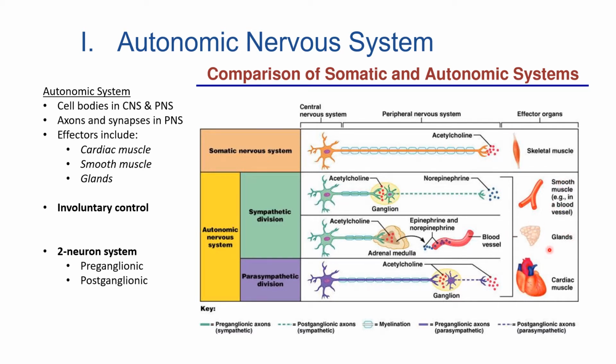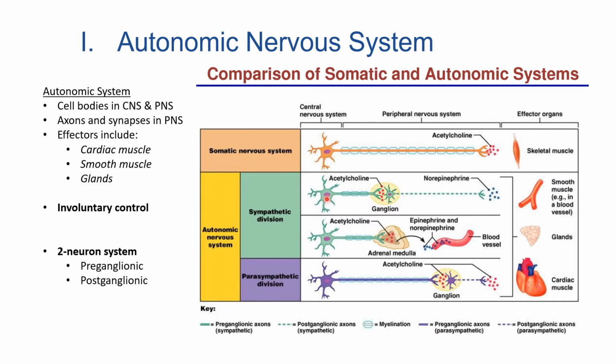Our glands, our external or exocrine glands, like your sweat glands, and your endocrine glands, like your pancreas and thyroid and adrenal glands. There's a lot of different endocrine glands, and our cardiac muscle, so your heart. So those are the primary things that they're innervating. And again, it's all involuntary control. So it's not information coming from your cortex directly. It's coming from those brain centers that are a little bit lower.